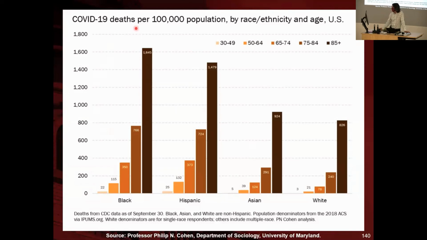And these are COVID deaths per 100,000 population in the US, broken down by race and ethnicity: non-Hispanic Black, Hispanic, non-Hispanic Asian, non-Hispanic White, and also by age group. Older people are more likely to die than younger people in all race and ethnicity groups. But when you control for age, among the older people, Black people are more likely to die than the other groups. For people between 75 and 84, Blacks and Hispanics are more similar and much higher than Asians and whites. For 65 to 74, Blacks and Hispanics are similar, Asians and whites lower. And of course, younger people between 30 and 49 have lower chances of dying.